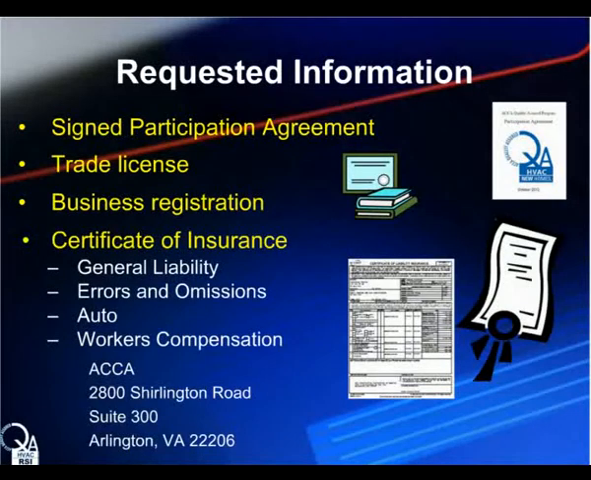Finally, the program requires a certificate of insurance for the following types of coverage: general liability, errors and omissions, auto, and workers' compensation. There's no minimum amount of insurance required. It's understood that some business types do not require workers' compensation insurance. If no requirement exists, then none needs to be submitted. Please have the insurance broker send the certificate to the address you see there. This certificate does not extend coverage to ACCA. It merely informs us that the insurance policy is valid.